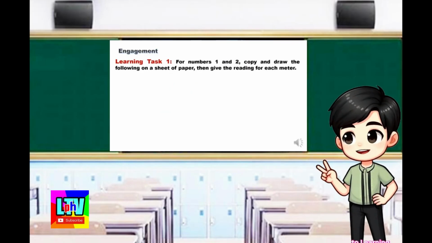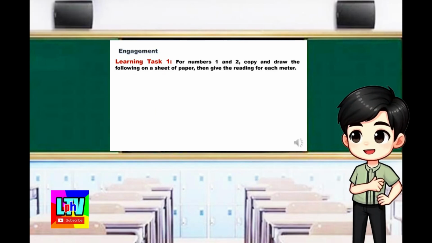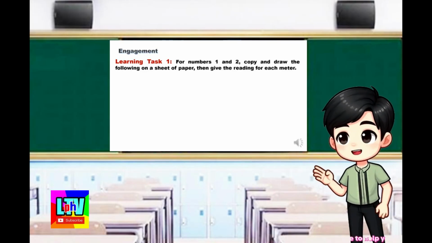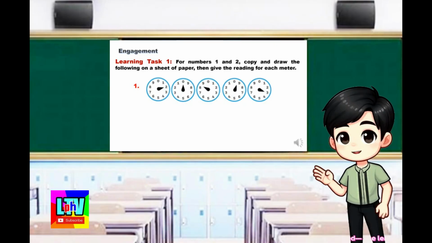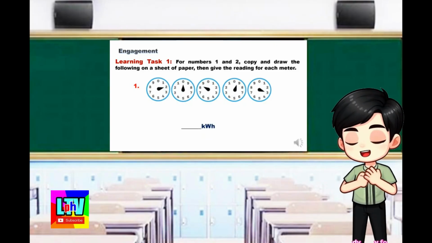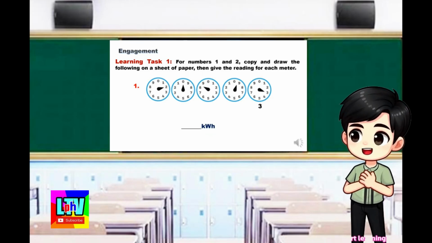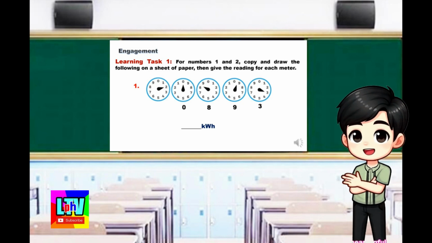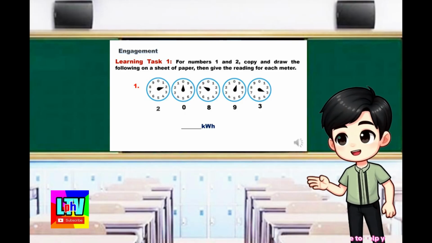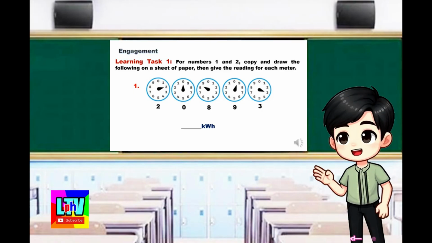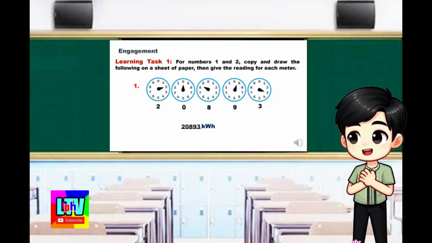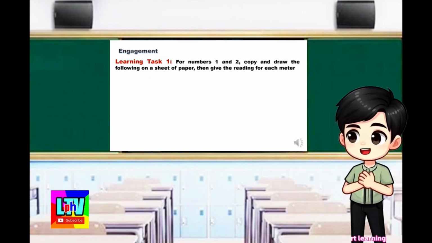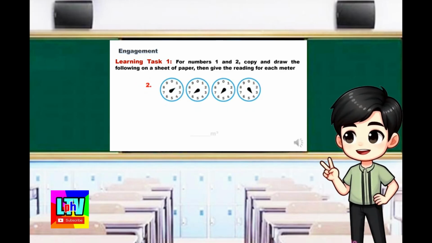Then in task 1, for numbers 1 and 2, copy and draw the following on a sheet of paper. Then give the reading for each meter. Number 1. The first dial is 3. The second dial is 9. The third dial is between 8 and 9, so that is 8. Then 0. And the second dial is 2. How about number 2? Can you?